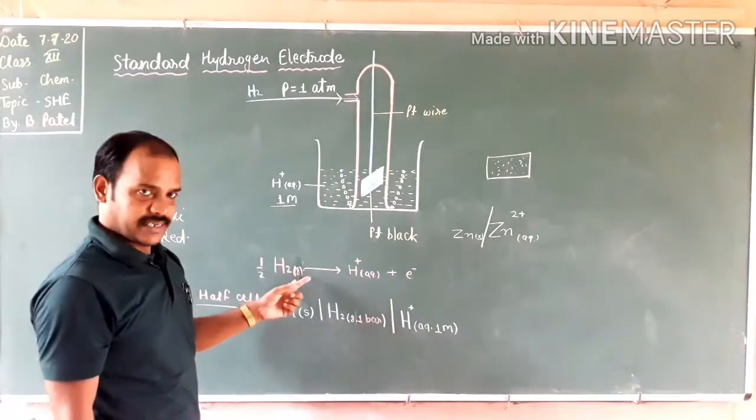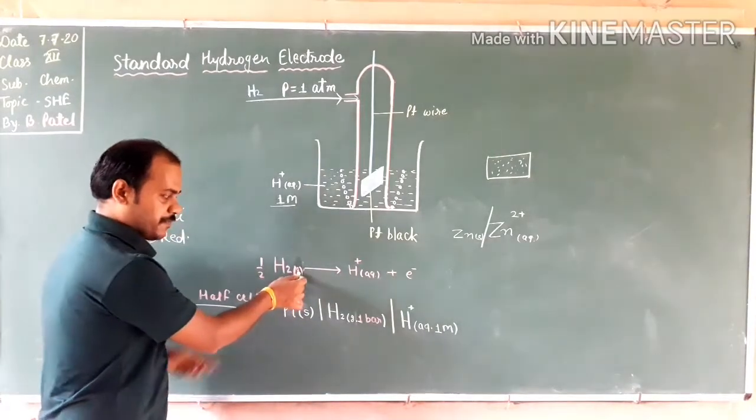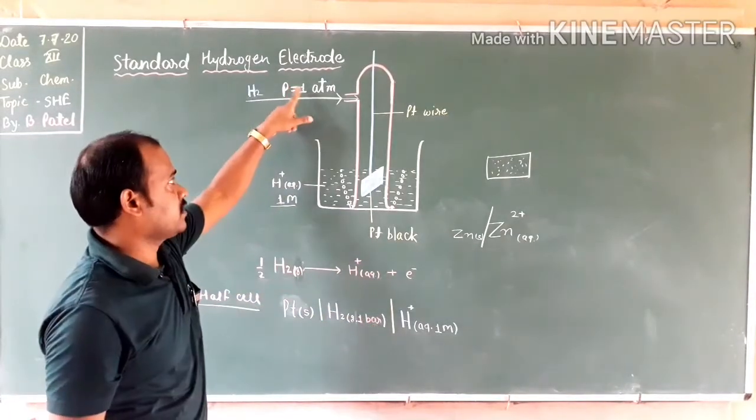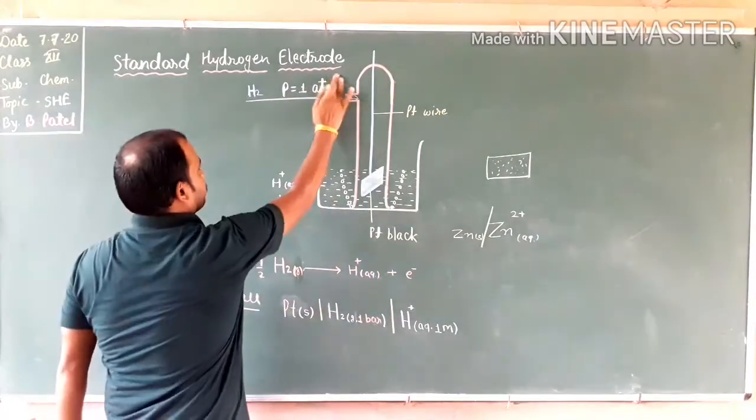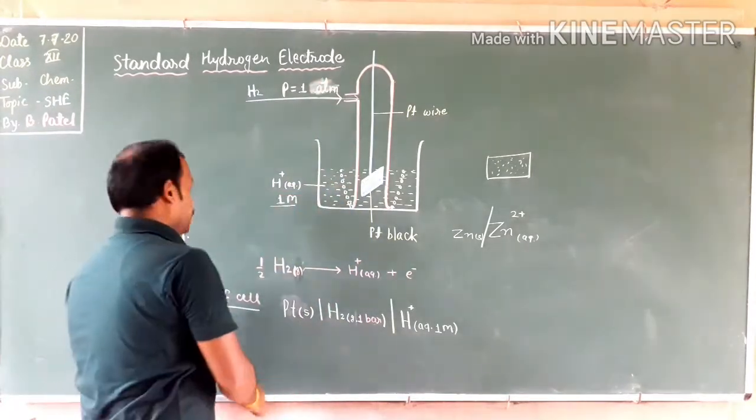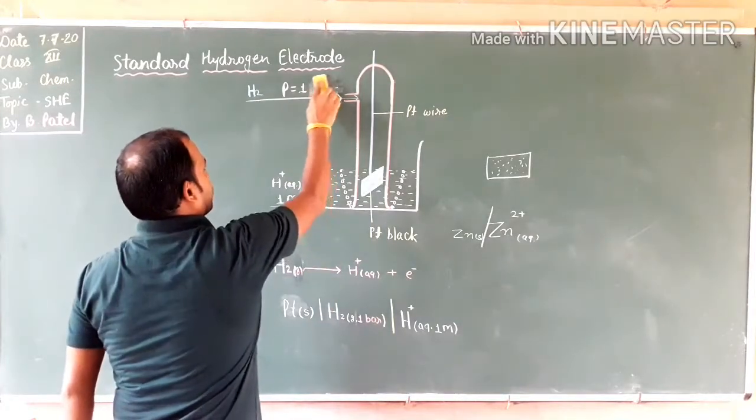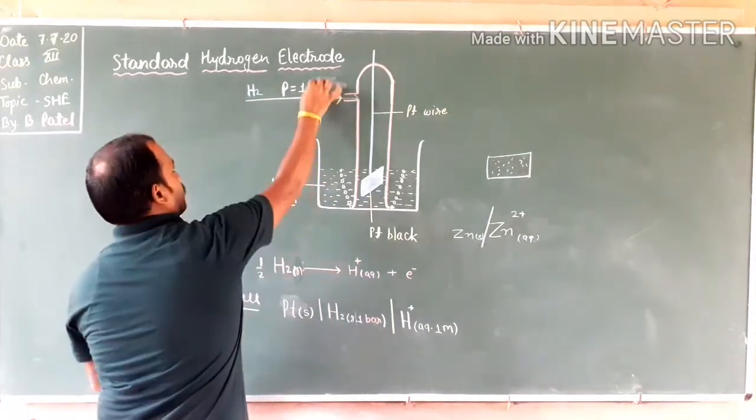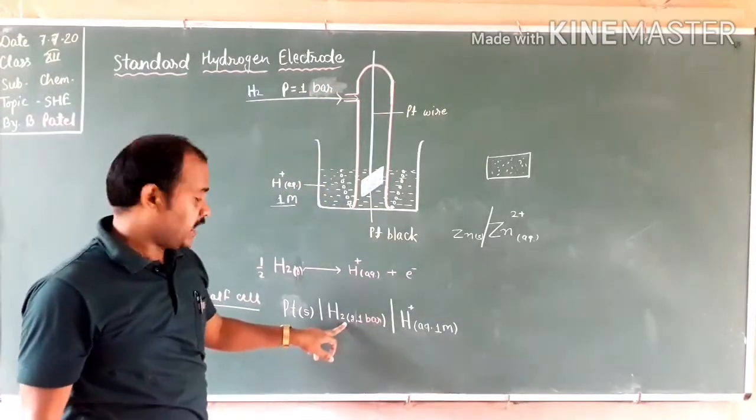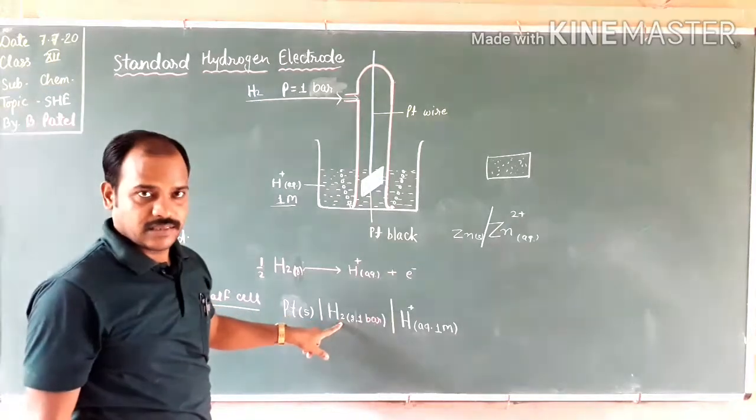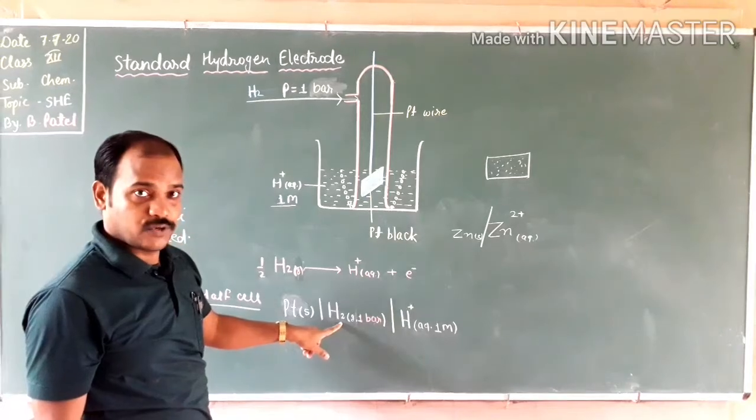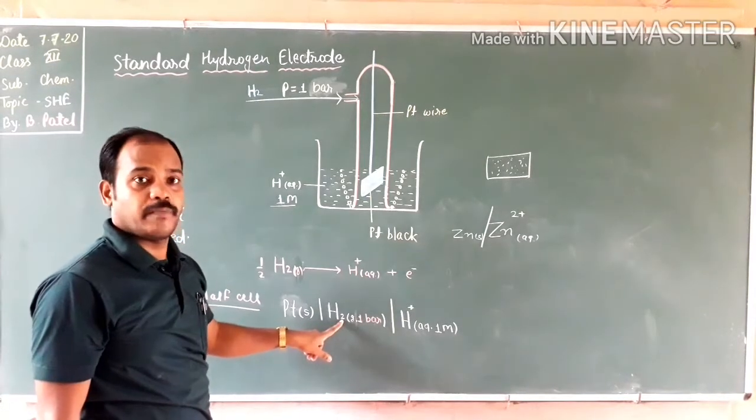So here, if oxidation is taking place, H2 gas will be there. For H2 gas, we have to mention the pressure. This one is 1 atm, or again, the pressure is 1 bar. So we will mention the pressure here, and since this is a gas, it is impossible to prepare an electrode of gas. So how have we prepared that electrode? By adsorbing this hydrogen gas on platinum.